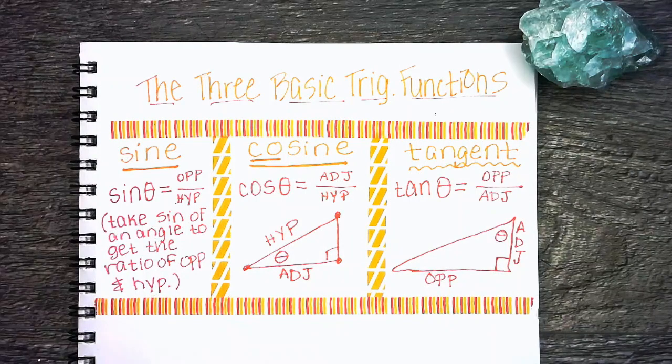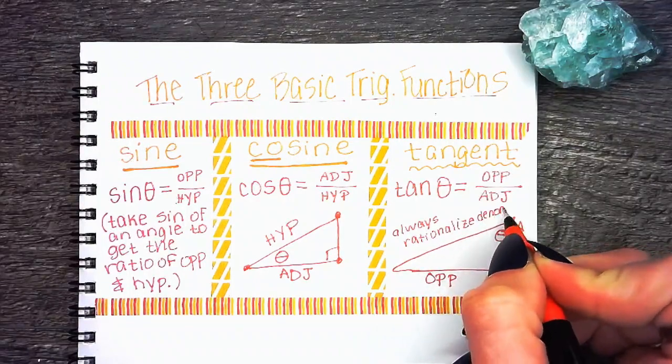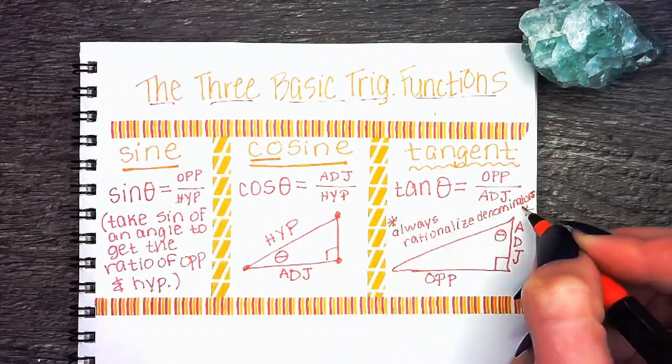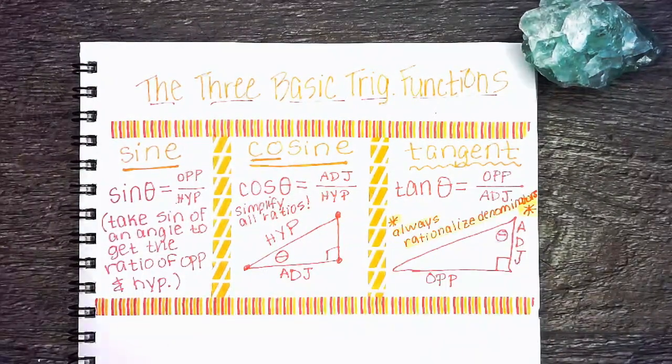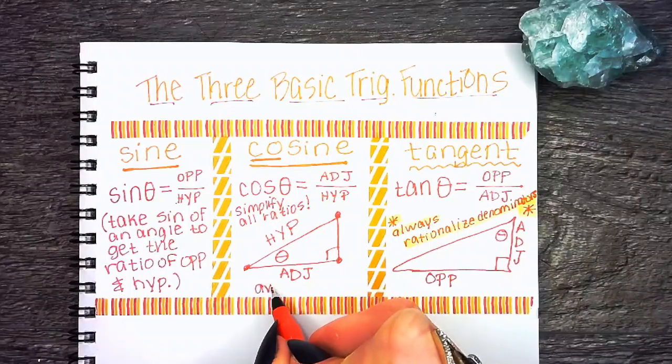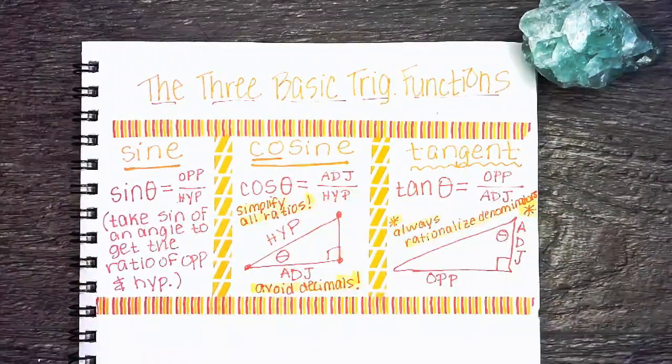Another thing that you have to do with your ratios for your trig functions is you always need to rationalize your denominators. And you should always reduce your fraction completely. Questions might just ask you, what is the sine of theta in the picture below? What is the cosine of theta in the picture below? In that case, you're just going to write out a fraction. You don't need to change it to a decimal.